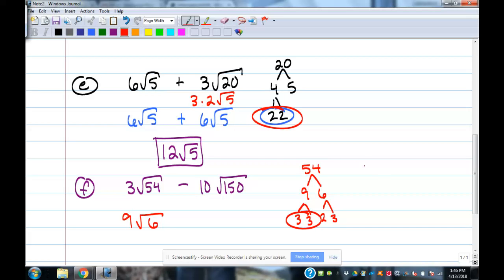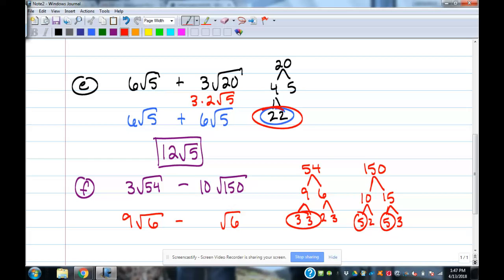And then we're going to break down 150. Just the same idea. It's a tree. 150 be 10 and 15. 5 and 2. 5 and 3. There's a pair of 5's. What's that going to turn into? 6 on the inside. What's on the outside of?